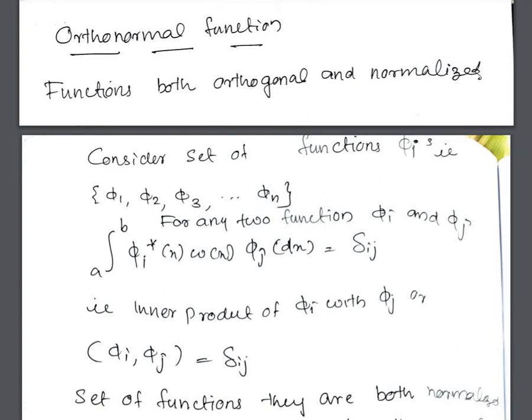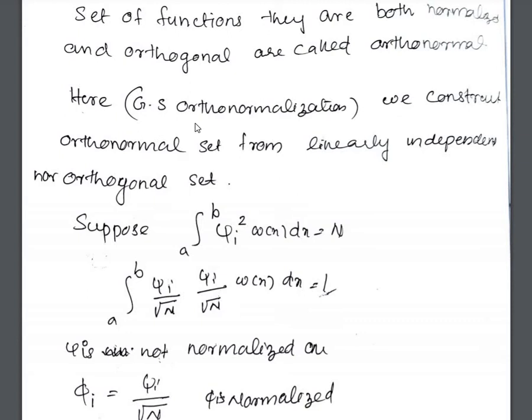So our original function is un of x. From that we construct psi n of x, which are linearly independent, orthogonal, but they are not normalized functions. They are unnormalized functions. From psi n of x we will construct phi n of x. They are linearly independent, orthogonal and normalized, or we call that orthonormalized functions. So here in Gram-Schmidt orthonormalization, we construct an orthonormal set from a linearly independent orthogonal set.